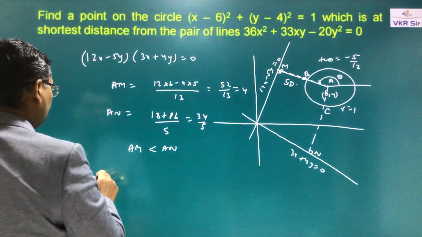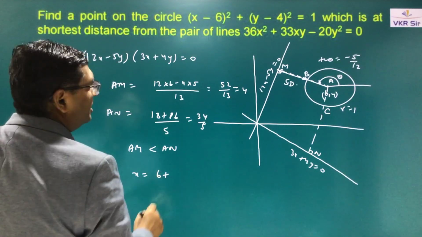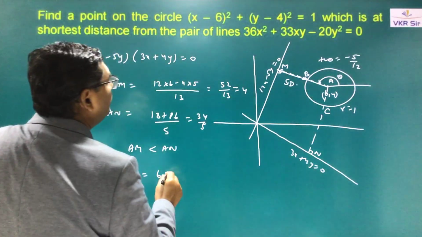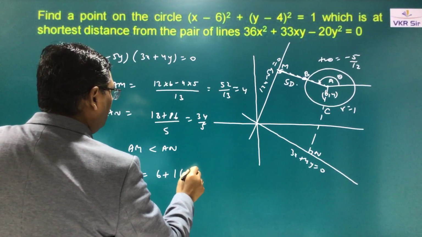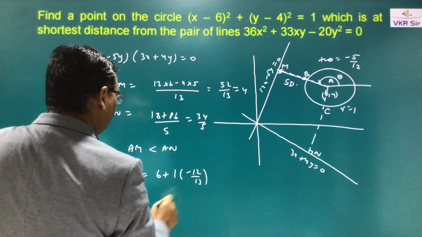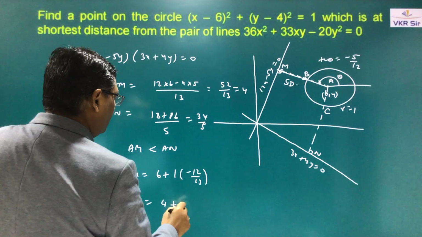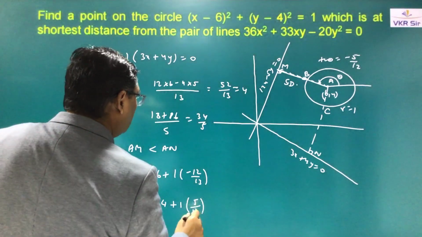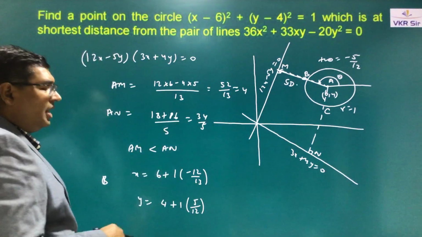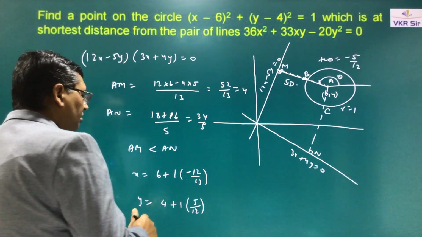If you write the coordinates for B, x will be equal to 6 plus r cos theta. R is 1. 1 cos theta will be equal to how much? Minus 12 by 13. Alright. And y will be equal to 4 plus 1 sin theta. Sin theta will be 5 by 13. As you know, this is an obtuse angle, so cos theta will be negative and sin theta will be positive. So, this is our required coordinates.